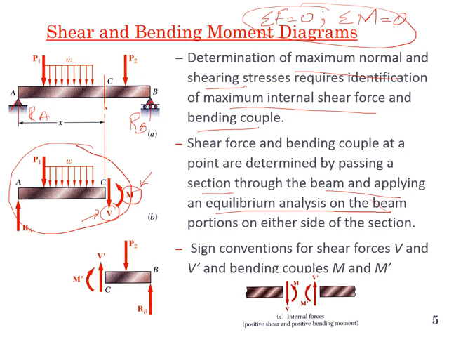Now we have to be careful about the sign convention. Now if we are taking a section from left to right, then shear force acting downward will be positive and the bending moment acting counterclockwise will be taken positive. But if we are taking a section from right to left, for example shown over here, then shear force acting upward will be taken positive and the bending moment acting counterclockwise will be considered as positive. Okay, so we have to be very careful about the sign convention, and how we are taking a section.